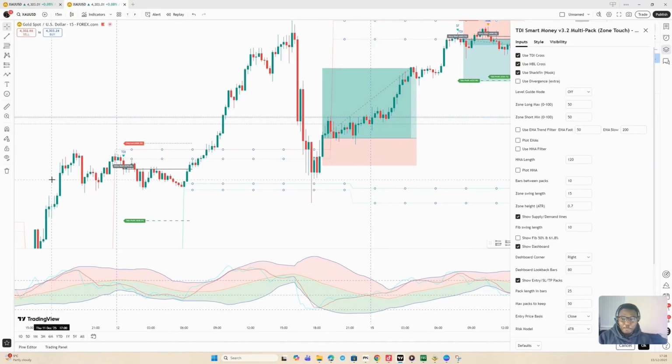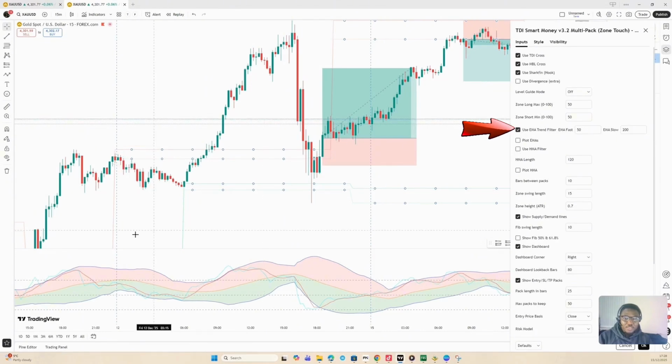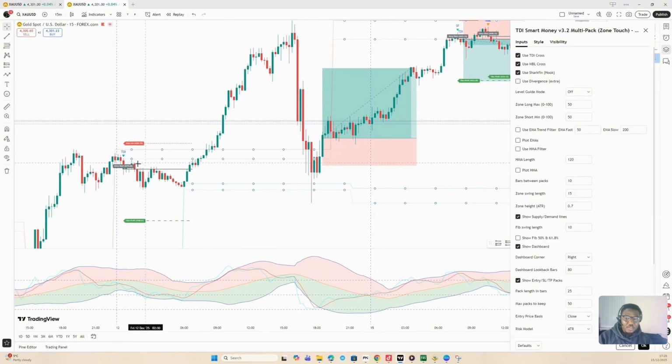For instance, you can see this sell signal here. Okay, you can see this TDI sell signal. If I decide to turn on use EMA, the signal will disappear because at this point the market is in an uptrend. It will not give you any sell signal for whatever reason. If I turn it back off, you can see the signal is coming back.